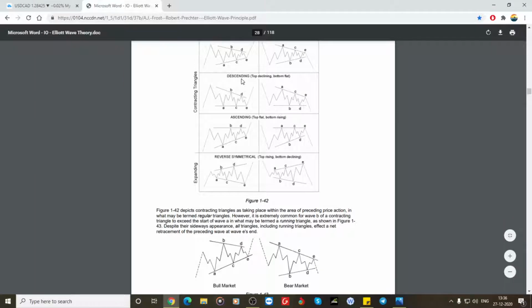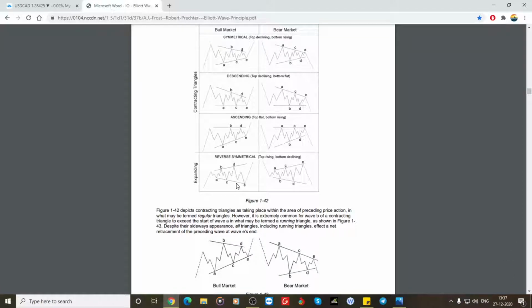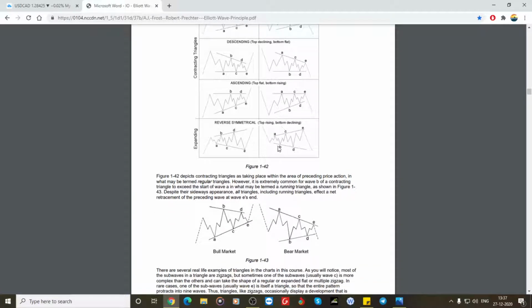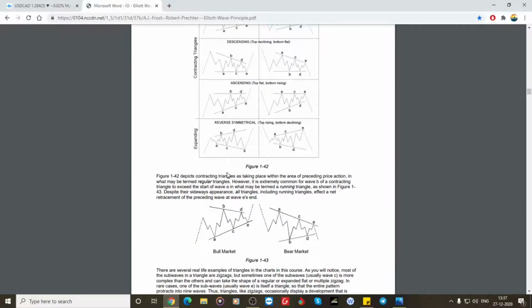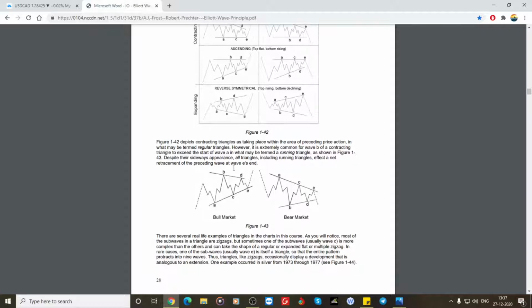The symmetrical, descending and ascending triangles are the contracting ones. The next one is a very rare triangle in the market. In my experience I have seen it only in GBP USD. I will show you that expanding triangle, and one is a running triangle, which looks like the running flat pattern. Here only the B wave can go above the A wave, like an irregular flat. In this pattern we can't identify whether a triangle or an irregular flat is going on.